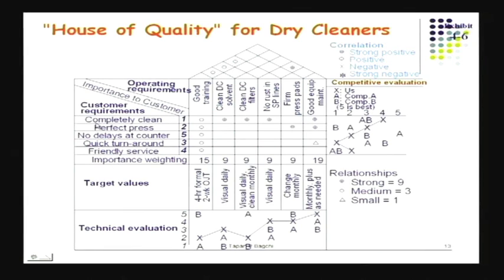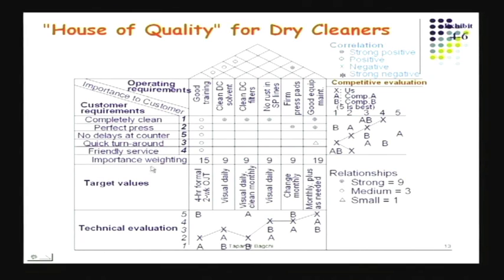And the customer survey reveals that people want their shirts to be completely clean. They want the press to be complete, perfect press. They do not want delays at the counter. They want quick turnaround service. They want friendly service. These are some of the requirements that customers have pulled out. And when I talk to the customers a little bit more, they say, as far as I'm concerned, clean clothes are priority number 1. Perfect press is priority number 2. Quick turnaround is priority number 3. Friendly service is 4. And no delays at the counter is 5 in order of the priorities.